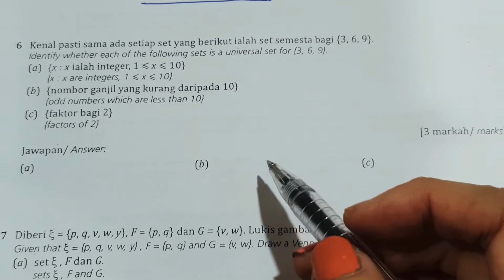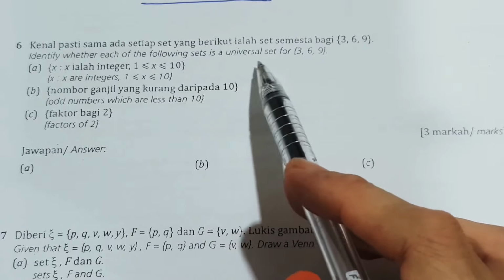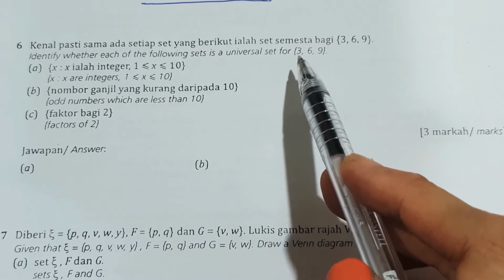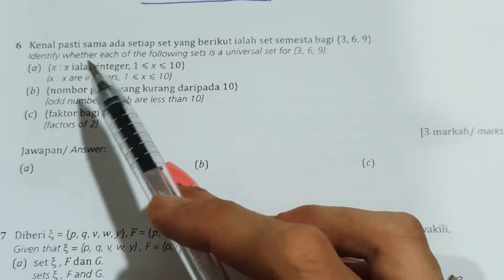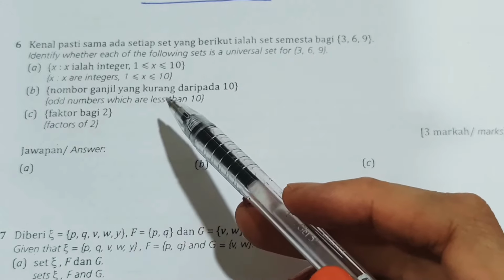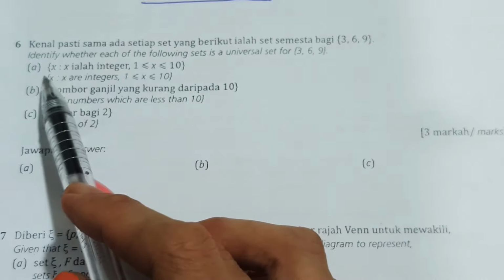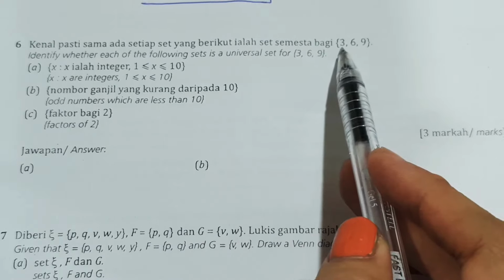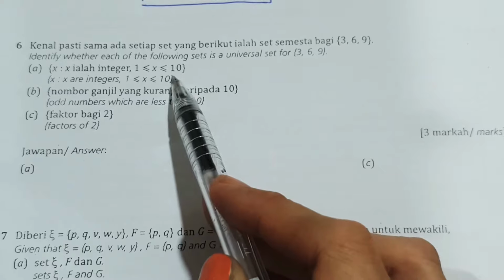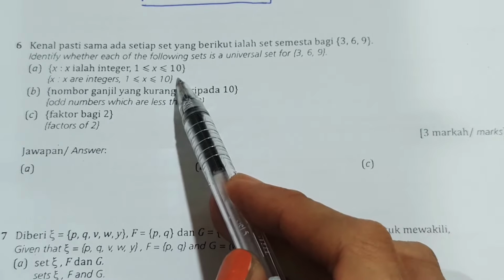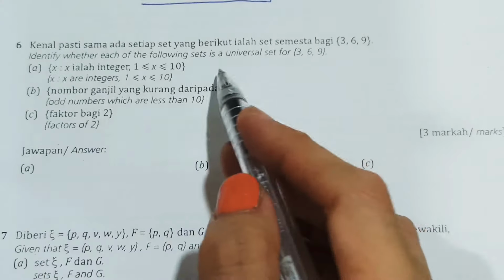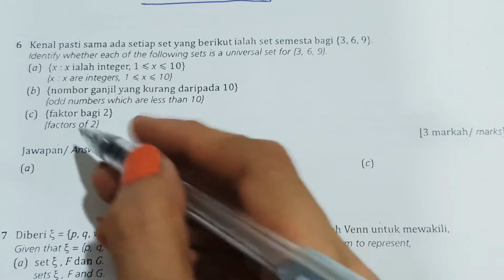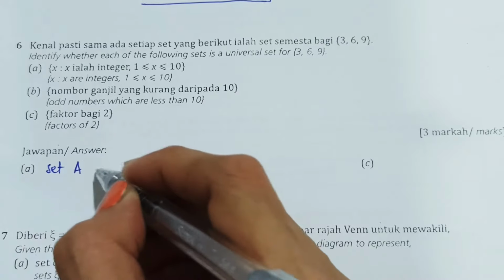Now next, let's go to number 6. We have to identify whether each of the following sets is a universal set for 3, 6, and 9. If it is a universal set, that means 3, 6, and 9 will appear in the set, because a universal set is basically the overall. So let's look at part A. Part A, your set is within 1 and 10. So is 3 in this set? Yes. 6 in this set? Yes. 9 in this set? Yes. Therefore, set A is a universal set for 3, 6, and 9.